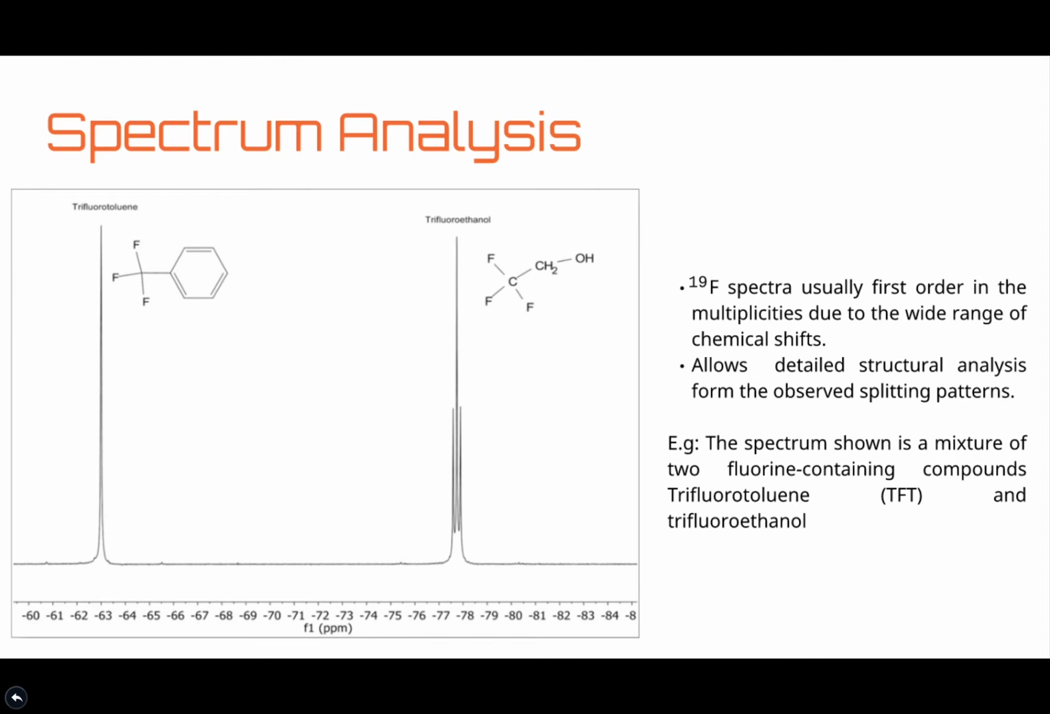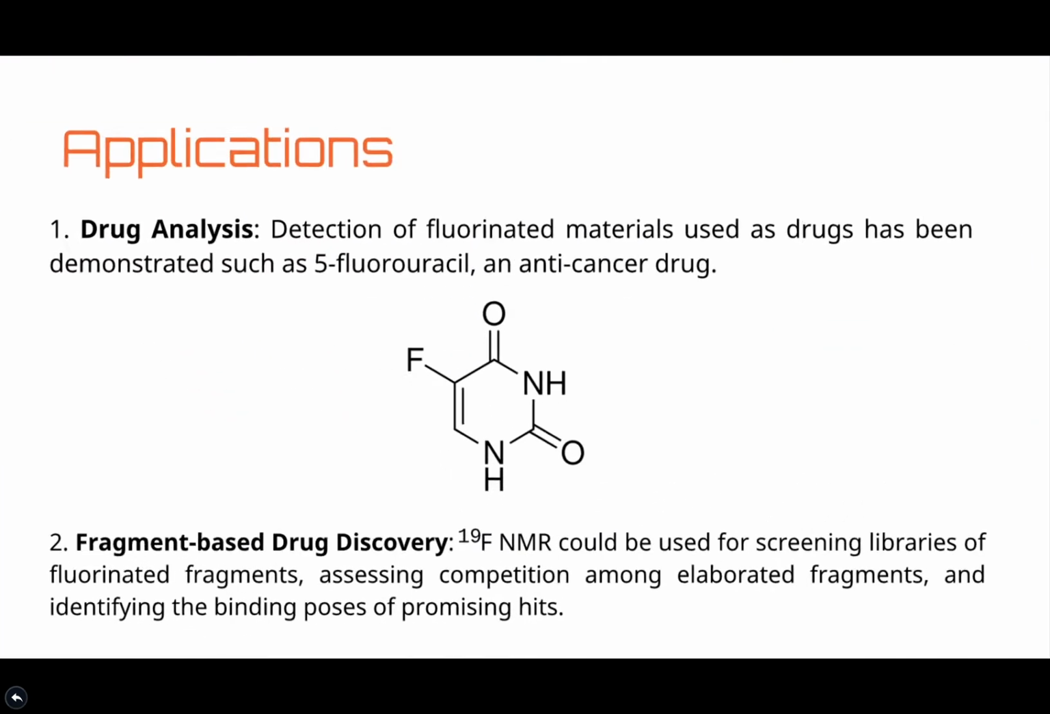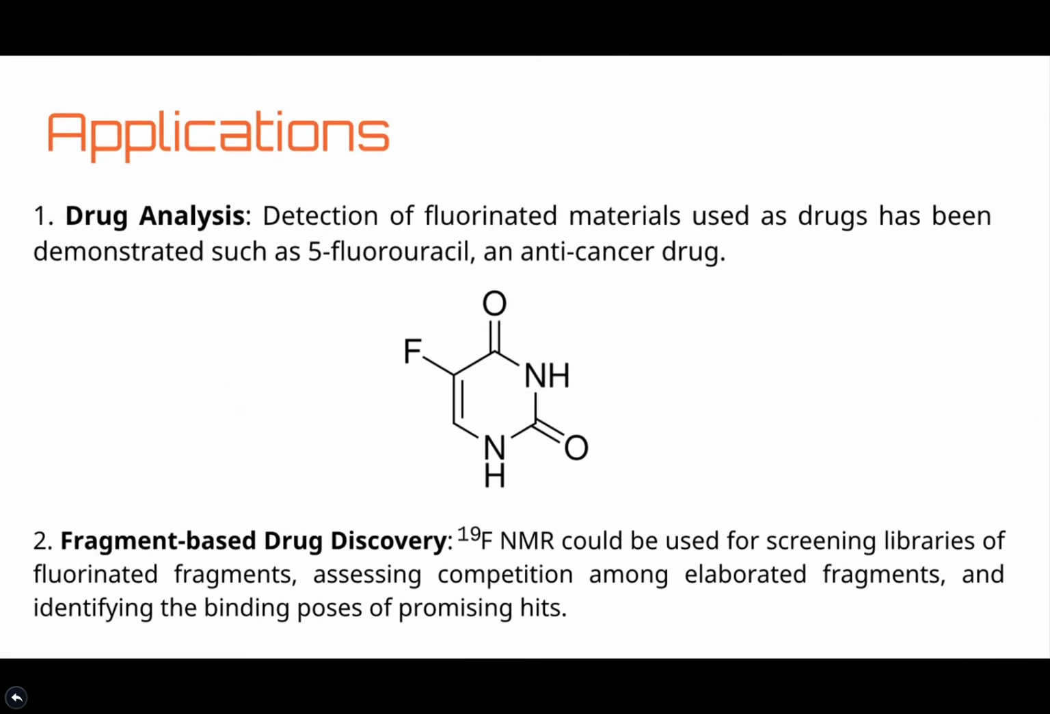The fluorine-19 spectrum for 3-fluoroethanol is split into a triplet at minus 77 ppm. The fluorine-19 nuclei couples with the proton nuclei on neighboring carbon atoms in the molecules. The applications of fluorine-19 include number 1, drug analysis. The detection of fluorinated materials used as drugs has been demonstrated, such as 5-fluorouracil, an anti-cancer drug. Number 2, fragment-based drug discovery. Fluorine-19 NMR can be used for screening the fragments, assessing competition among the fragments, and identifying the binding.